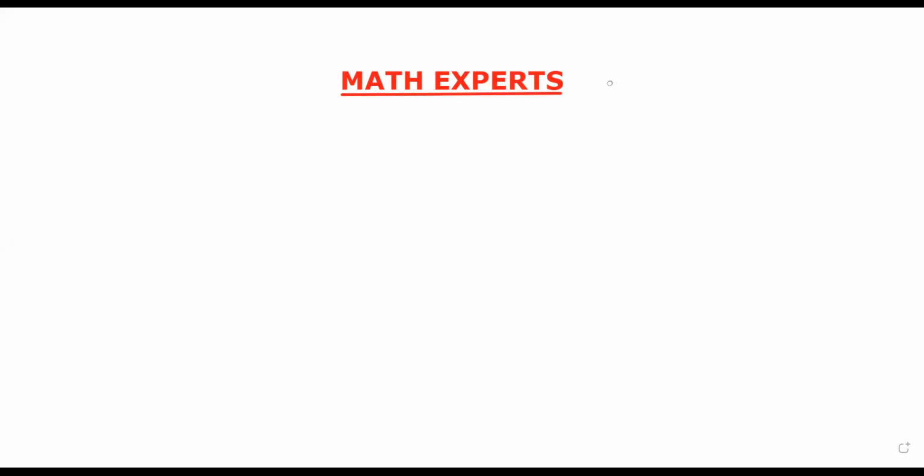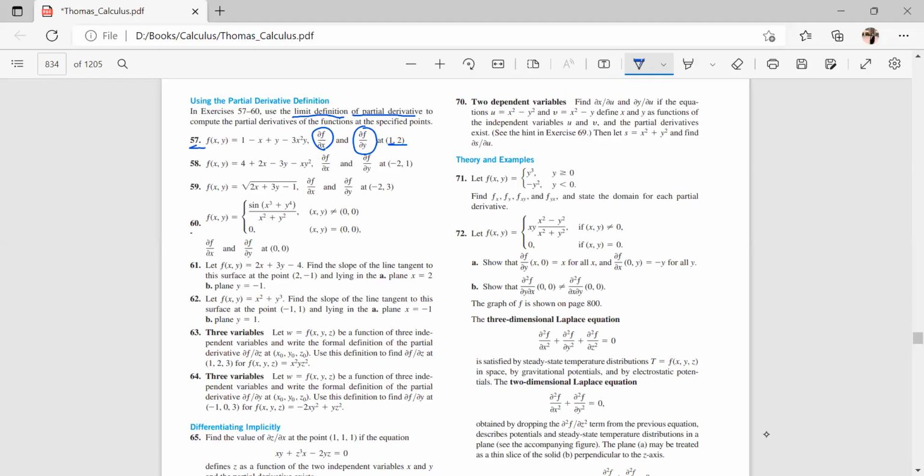Students, first of all I will share the question with you. First, calculus Thomas Finney, question number 60. Here f of x is a piecewise function: sine of (x cubed plus y to the power 4) over (x squared plus y squared) when xy is not equal to 0, and the second branch is 0 when xy is equal to 0.